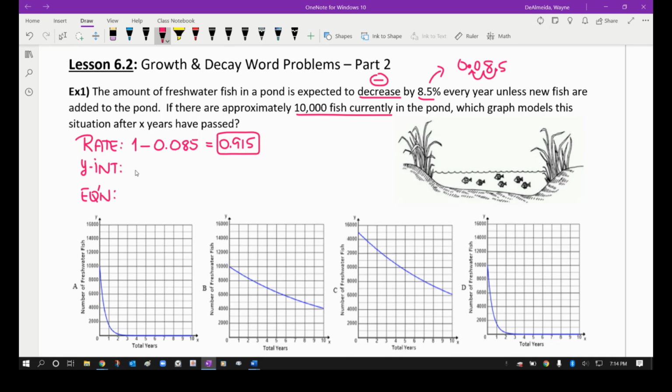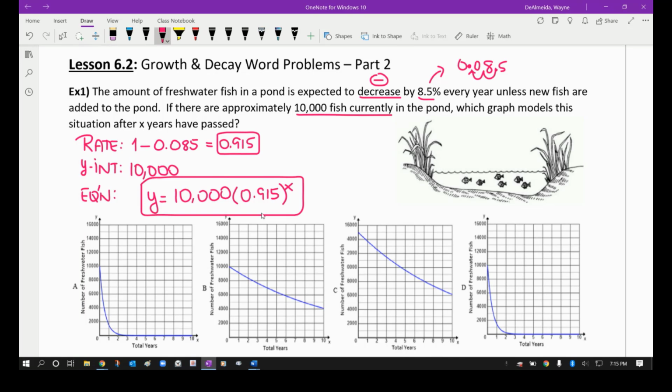And then my y-intercept, we notice that there's 10,000 fish currently. So that's our starting value, our initial value. So 10,000 will be our y-intercept. So that means our equation will be 10,000 and the rate is 0.915 to the x power.